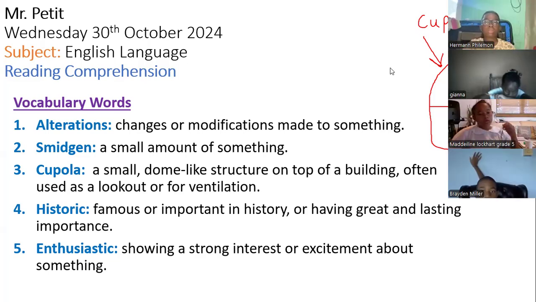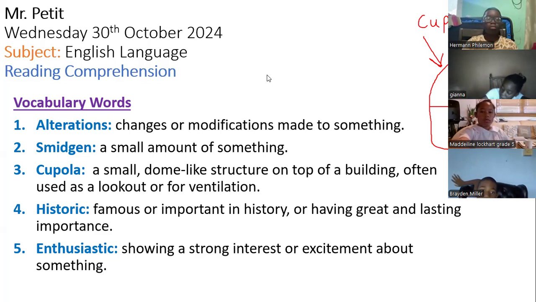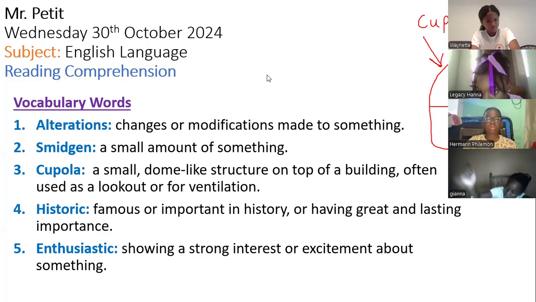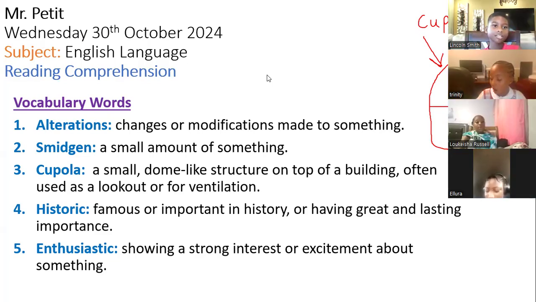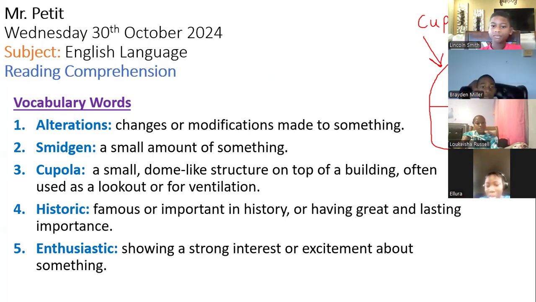Did I miss anyone? Excuse me, Mr. Petit. Yes, Lincoln. Go ahead, Lincoln. This summer I went to France. I went to a lot of old castles and learned about it. Yes. You mean Paris, France? Yes, sir. So you went to the Olympics? Yes, sir. Oh wow, track and field. That is incredible. Going to the Olympics is incredible.